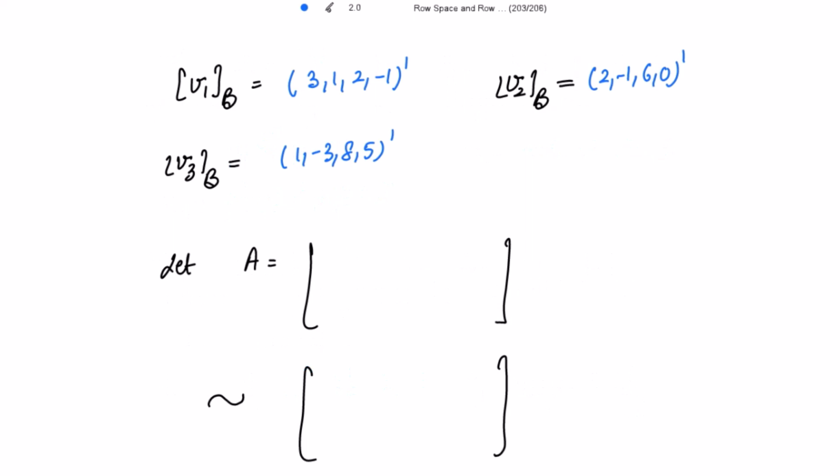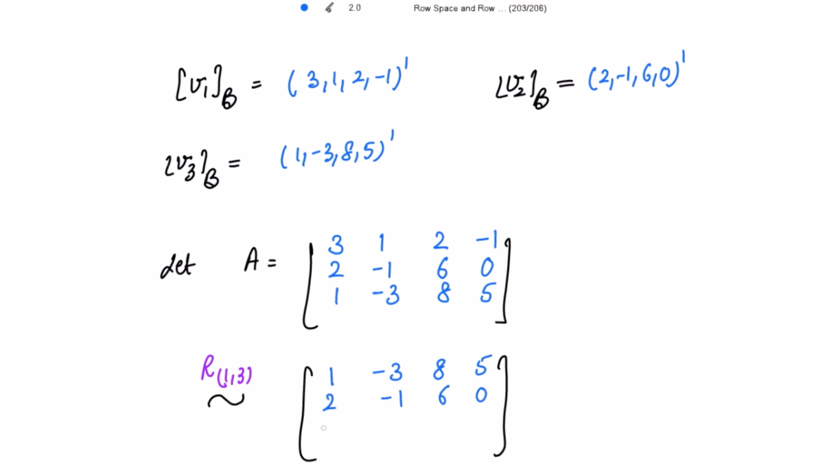Writing all these coordinate vectors in a matrix form, as rows. Now to get a row echelon form of the matrix A, I'm having 3 over here. I need 1 in place of 3 because I'm already having 1 over here in the third row. So let's interchange row 1 and row 3. So interchanging row 1 with 3: 1, -3, 8, 5. Writing the second row as it is. And the third row is your first row.